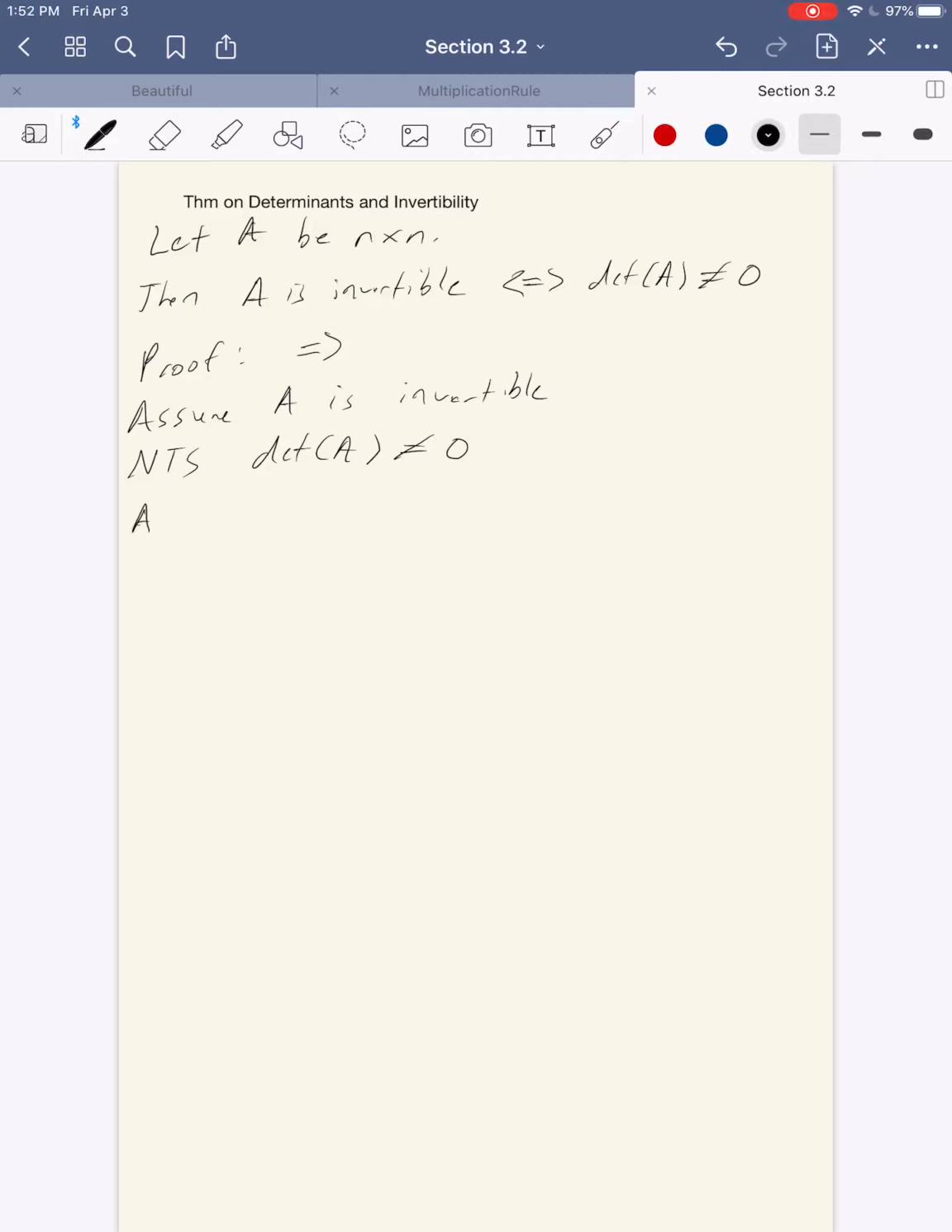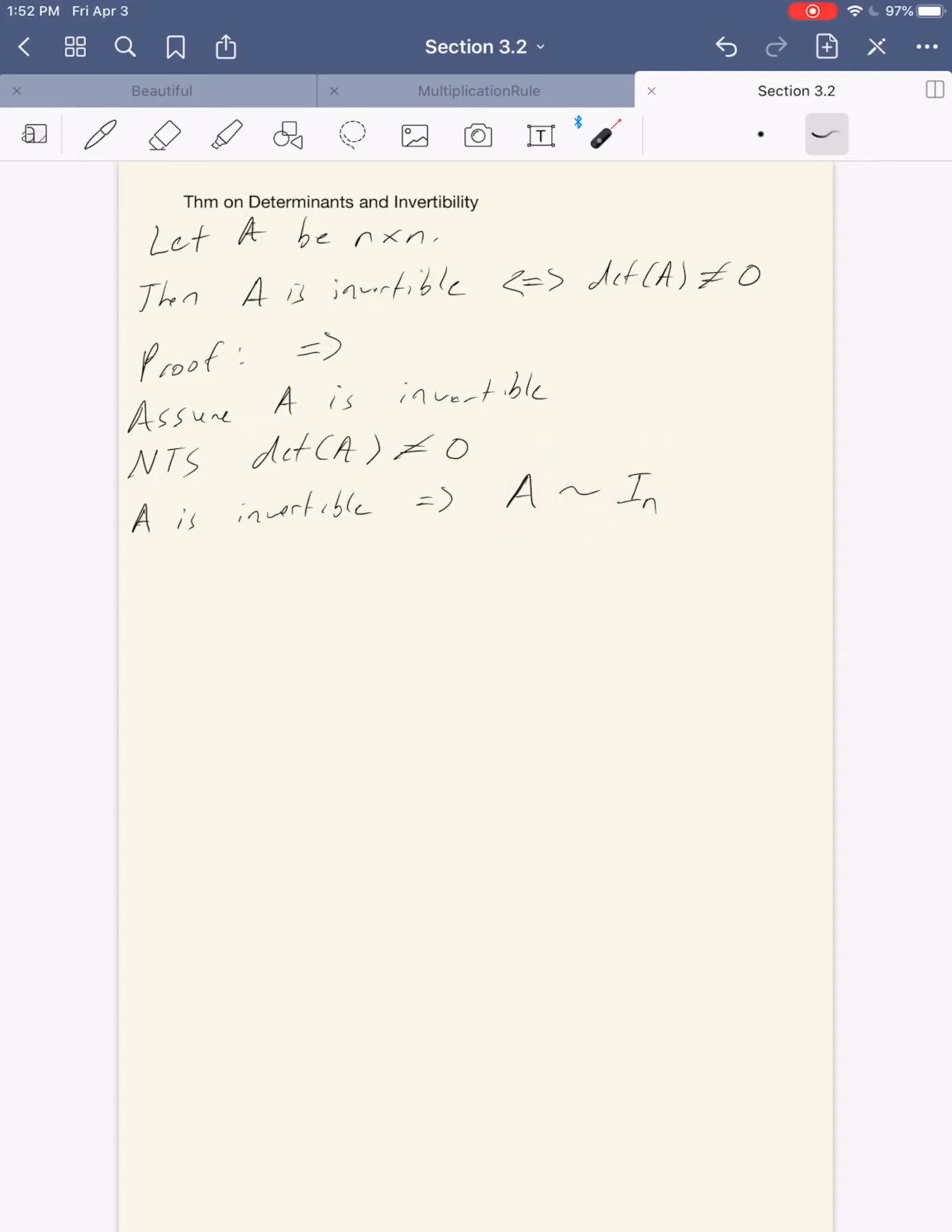So A is invertible implies that A is row equivalent to the identity. Remember, when we use that little squiggly line, we mean row equivalent. It certainly does not mean that these are equal, but it means that they are row equivalent.